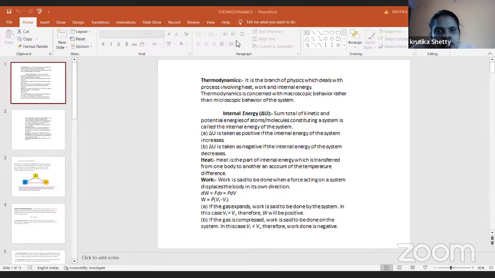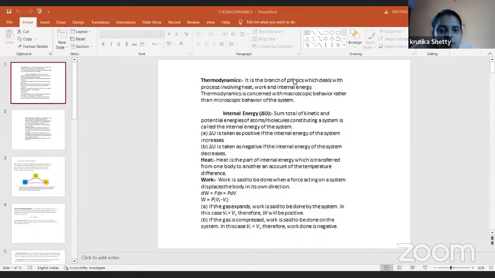Then next we have work done. How can we define work done? Work is said to be done when a force acting on a system displaces a body in its own direction. Generally, work done is defined as force into displacement. In thermodynamics, work done is written as P delta V, where P is pressure and delta V is the change in volume.